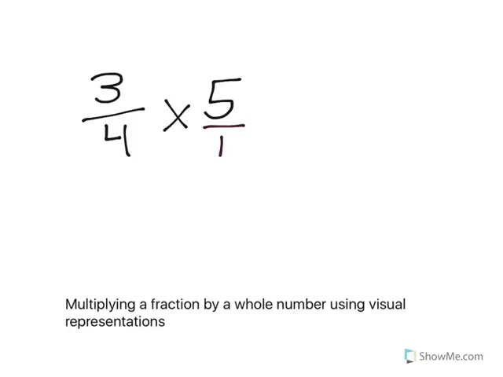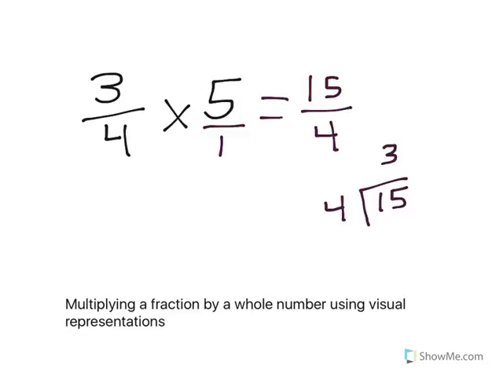And then from there, we're just going to multiply straight across. So our top is going to be 15, and 4 times 1 is 4. That gives us an improper fraction, and we're going to change that over to a mixed number. To do that, we're going to divide the top by the bottom. So 15 divided by 4 goes 3 times, and we'll have 3 left over. So our answer would be 3 3/4.